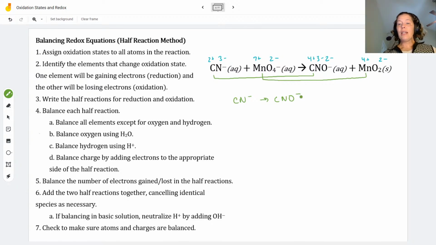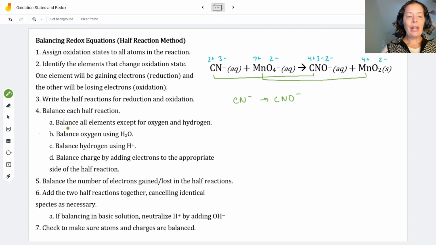So here is my change in my carbon. I pulled out my 2 compounds that had carbon that are changing, and I'm just going to ignore the rest because, again, we're taking a longer reaction and breaking it down into 2 parts. So that is my half reaction for carbon. Let's do step 4 here and go through our A, B, C, D.